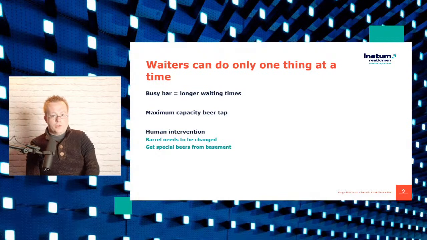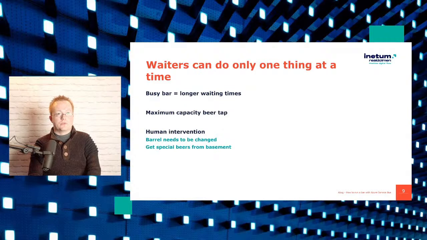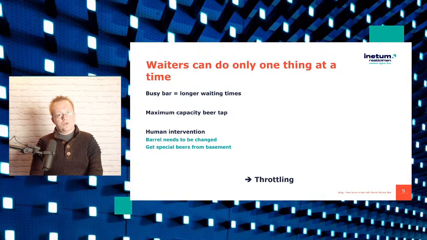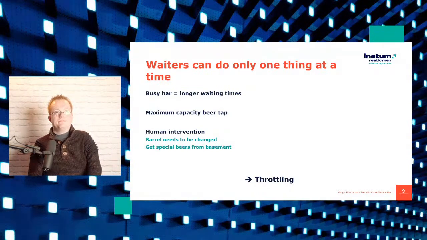And of course, you also have the human intervention part in business processes, such as when your barrel gets empty and needs to be changed. That has an effect on your maximum capacity on the beer tap. But also, if you order a special beer, for instance, you need to get that from the special beer basement. So that also takes a bit more time than tapping a beer from the tap. So that's all about throttling and masking unavailabilities.